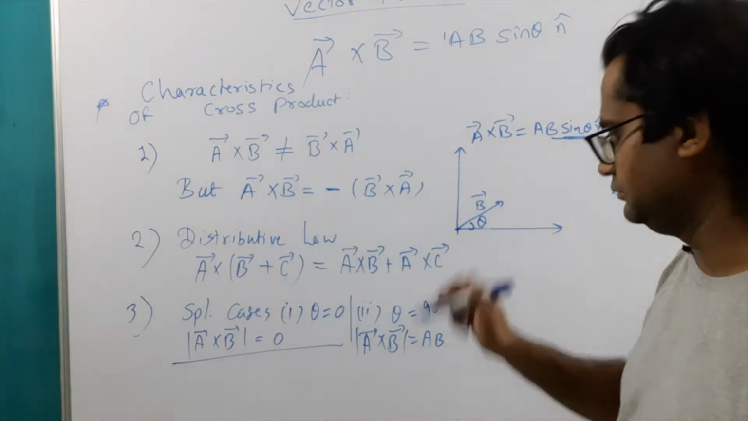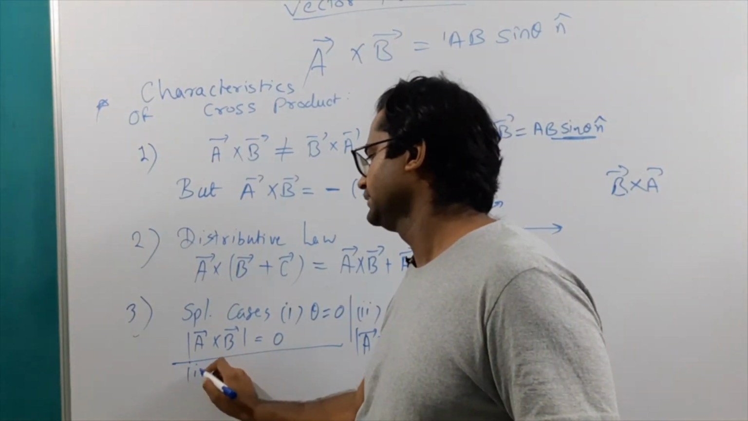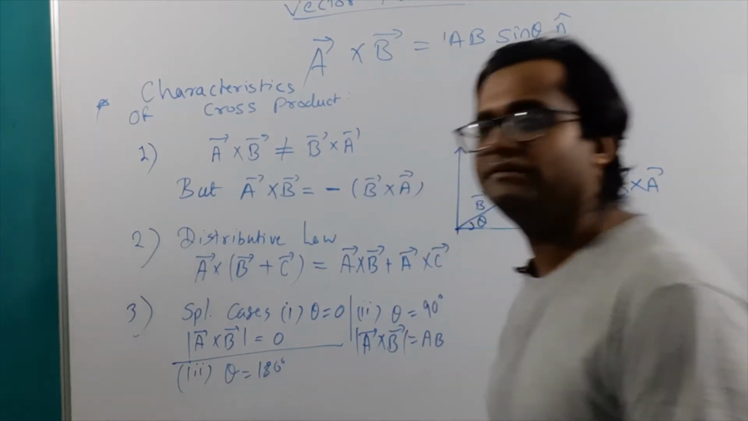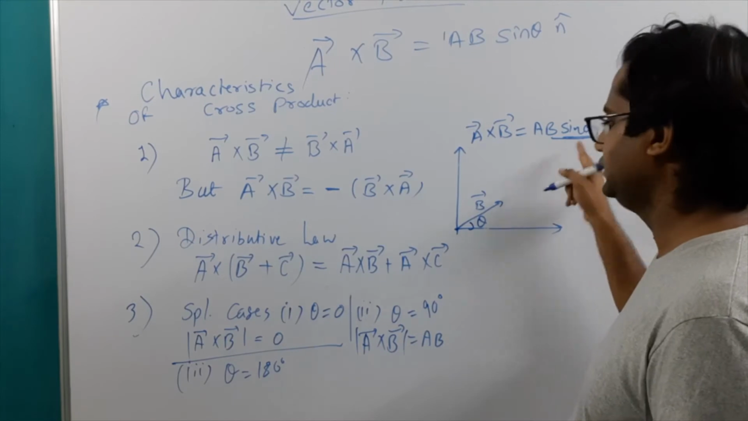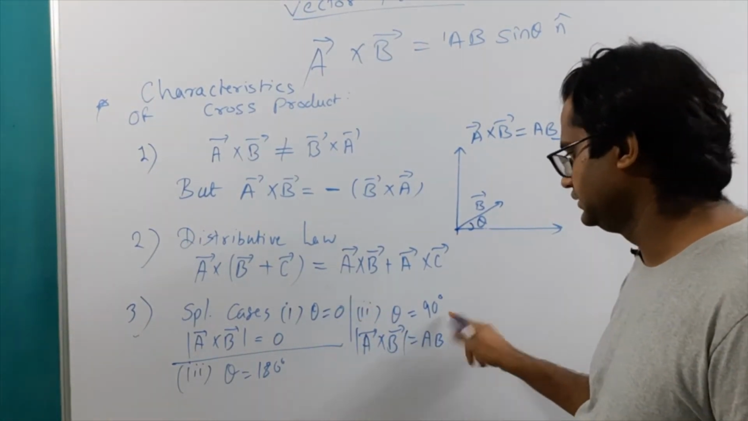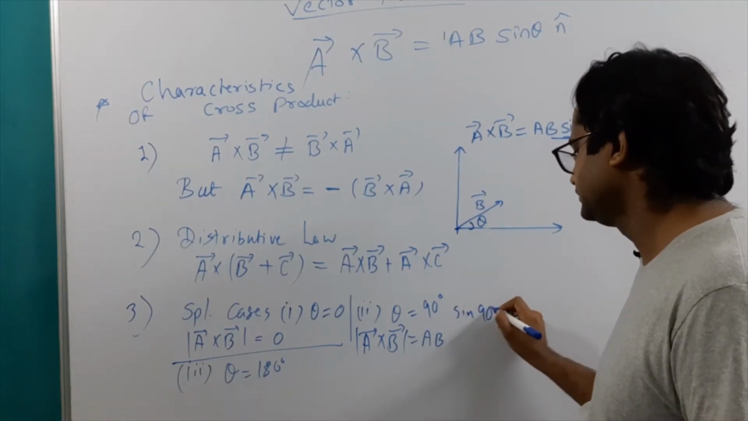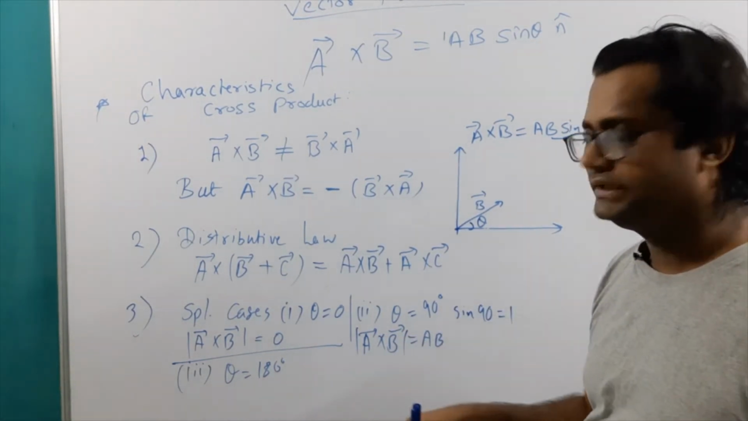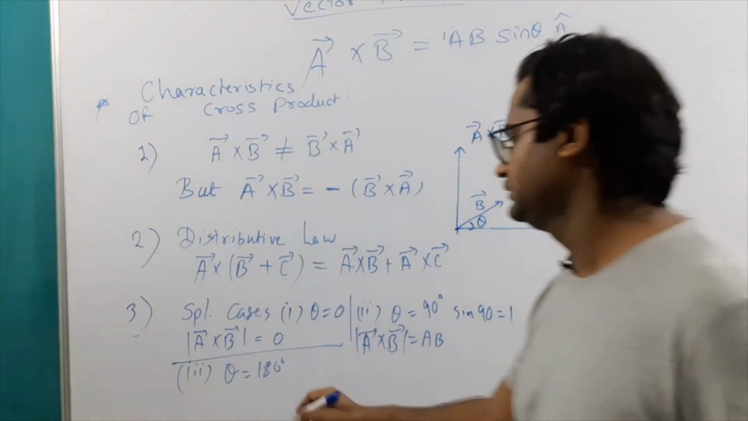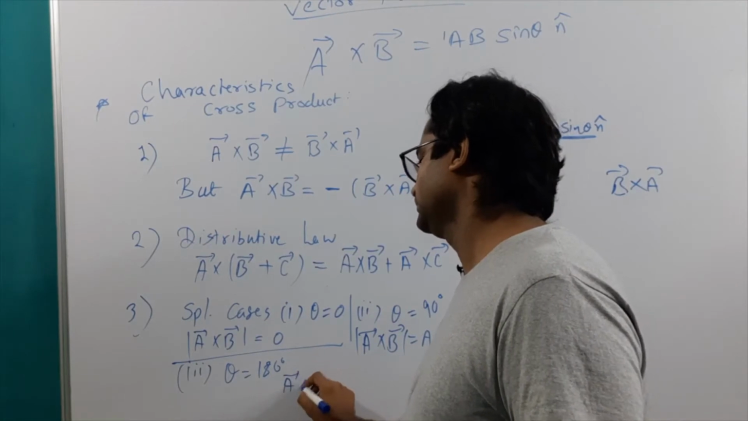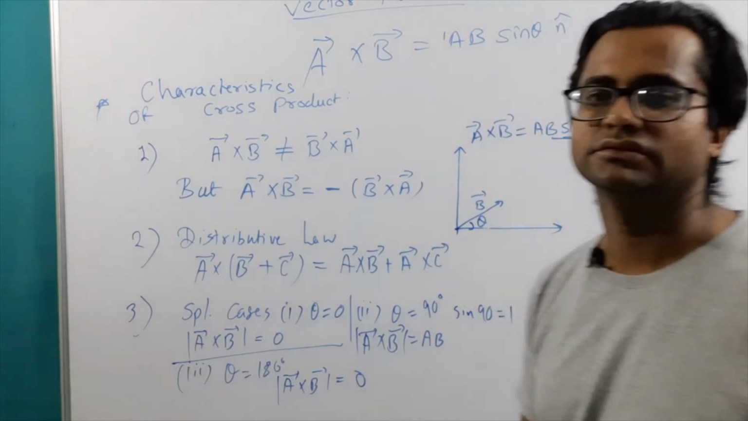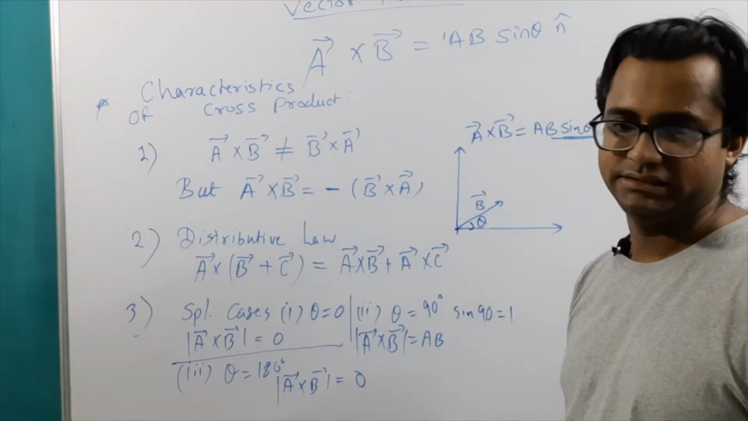Okay, and there is one more situation, case number 3. Case number 3 is when theta equal to 180 degree. Now if my theta is 180 degree, sine of 0 is 0, sine of 90 is 1, and sine of 180 is 0 again. So again what we get, a bar cross b bar is having magnitude equal to 0. So these are the 3 specific conditions.